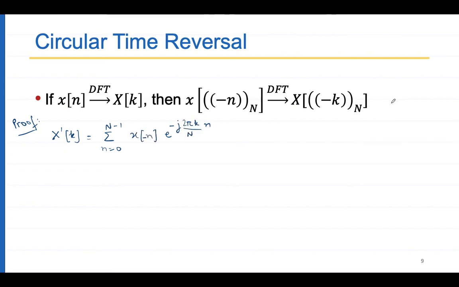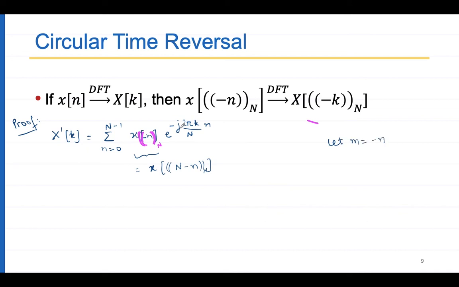Let's derive that. So X dash k, the thing which we want to compute, the right hand side. This is simply summation n equal to 0 to N minus 1 of x of minus n, and so on. You can put modulo N here, no problem. That is by default always there. I can replace this with this. Both these things are exactly the same because of modulo N, no problem.